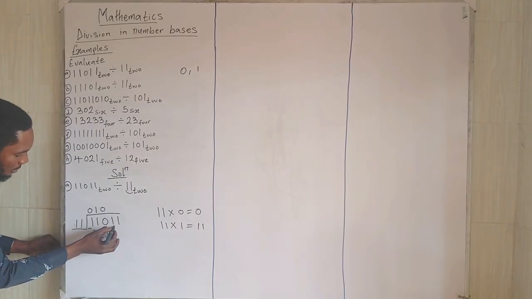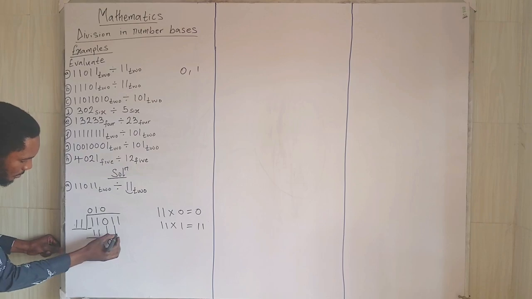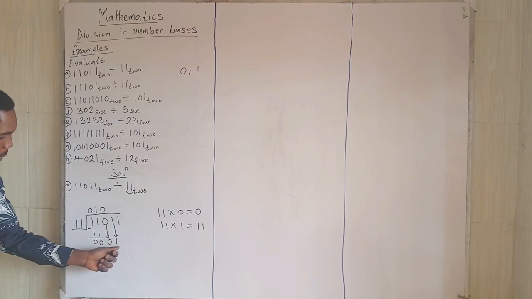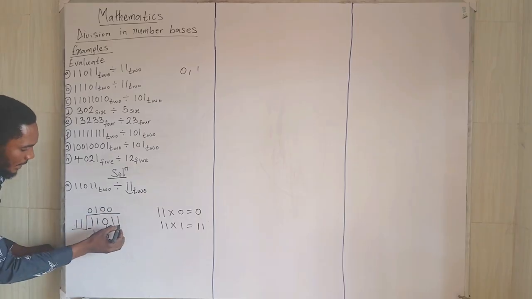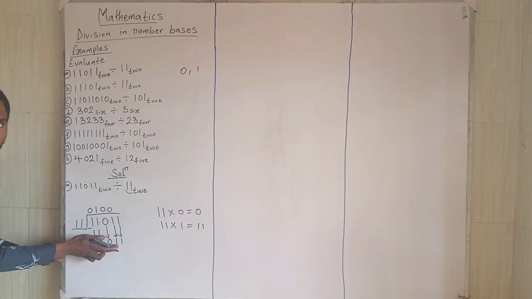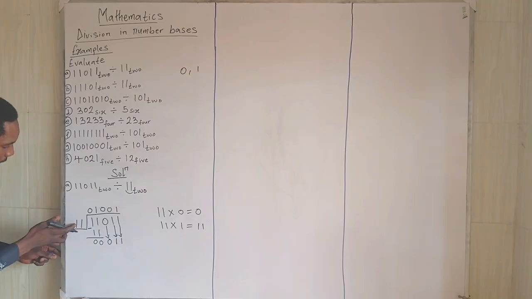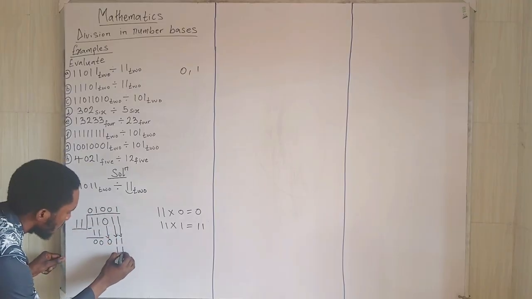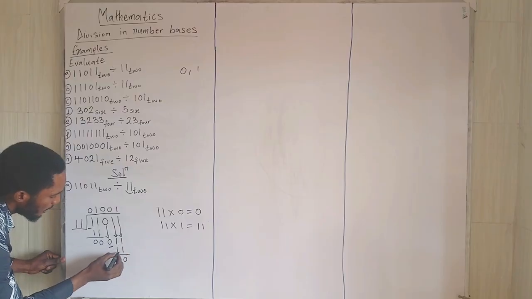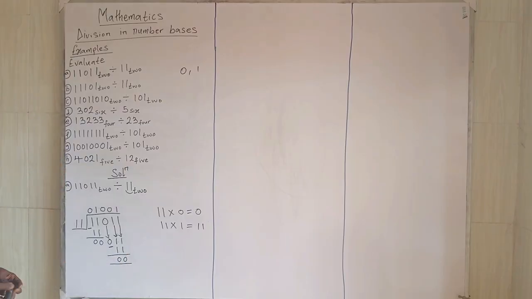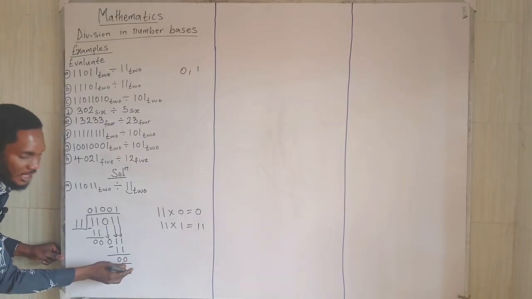We bring down the next digit. 1 divided by 11 is not possible. We will write 0. We join the next digit with this to make 2 digits. 11 divided by 11, that is 1. Now, 11 multiplied by 1, we subtract. 1 minus 1, 0. 1 minus 1, 0. This means that we divide 11011 base 2 by 11 base 2 without any remainder because we don't have any digits here aside from the zeros.